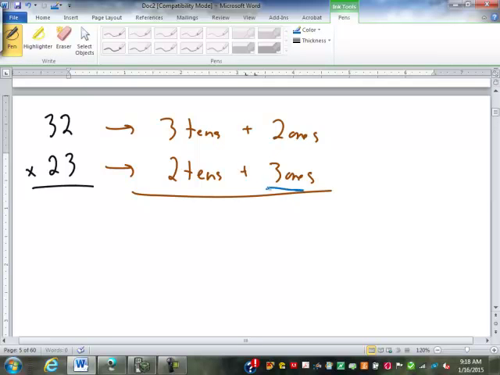So we usually start with the last digit in the bottom number, the 3 ones, and we'll combine it with the 2 ones. So we combine the counts. 3 times 2 is 6. We also combine the names. 1s times 1s is 1s.